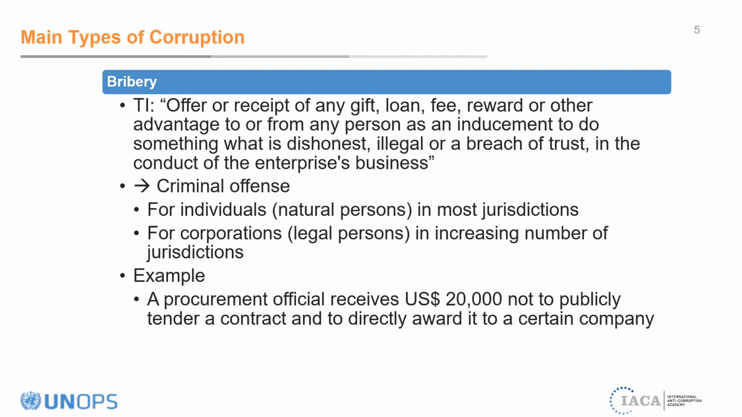Bribery is typically a criminal offense for individuals or natural persons in most jurisdictions. In many jurisdictions now as well, bribery can be a criminal offense for which a corporation is held liable as well. An example of a bribe would be a procurement official receives $20,000 not to publicly tender a contract and directly award it to a certain company. That is the kind of bribery that we might commonly see in a public context.